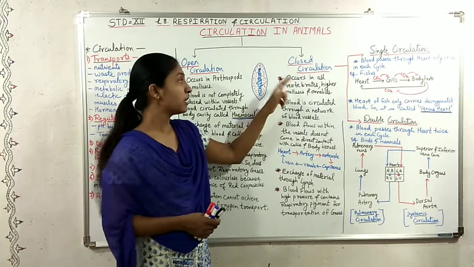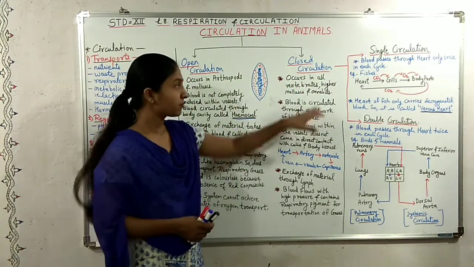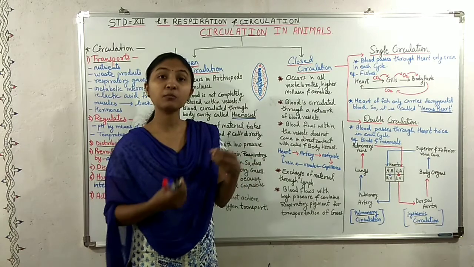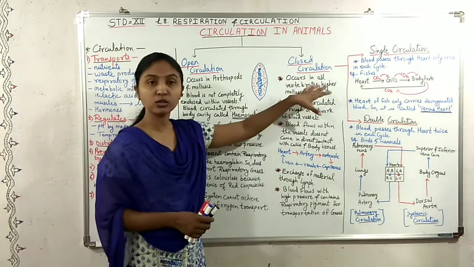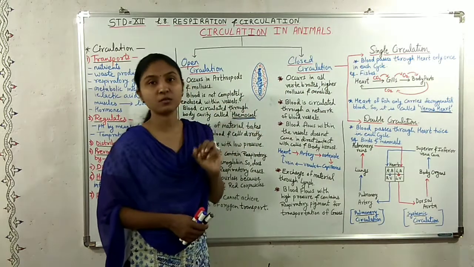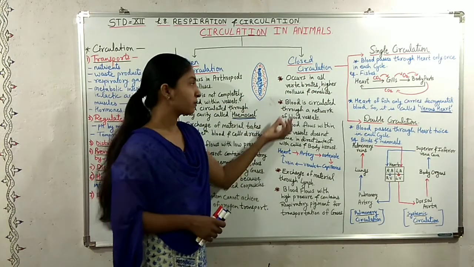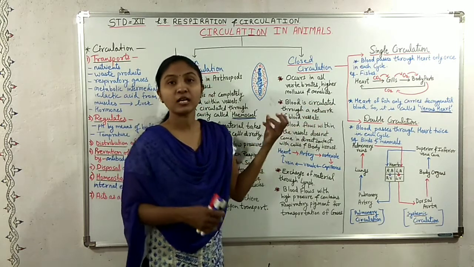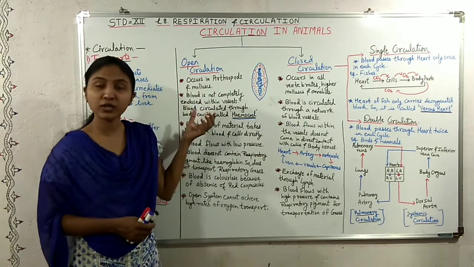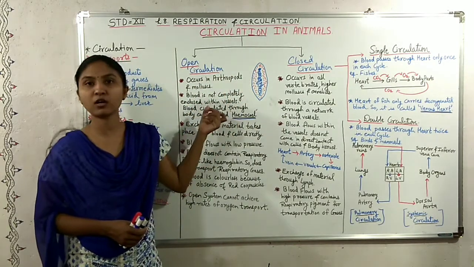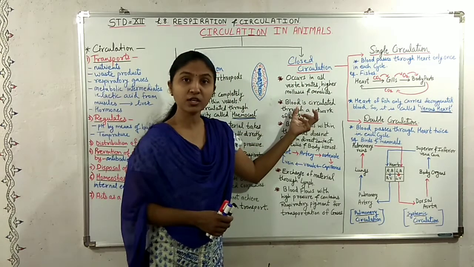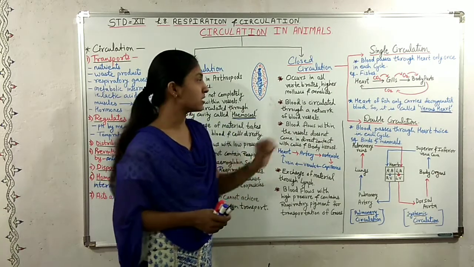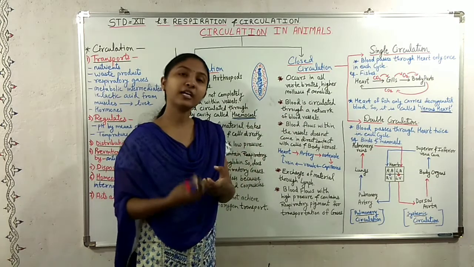This type of system is seen in all vertebrates and higher mollusks and annelids. In all those animals, this closed circulatory system can be observed. Blood is circulated through a network of blood vessels. In the open circulatory system, we saw that there is no network of blood vessels, whereas in the closed circulatory system, the blood flows in a network of blood vessels.